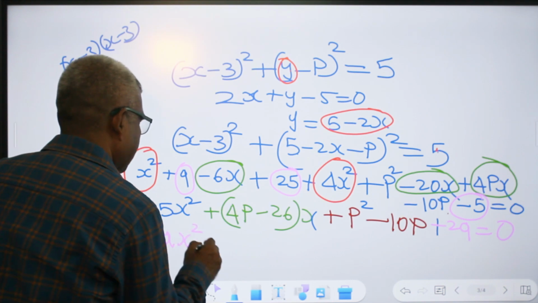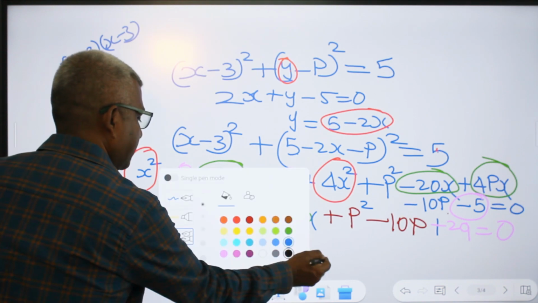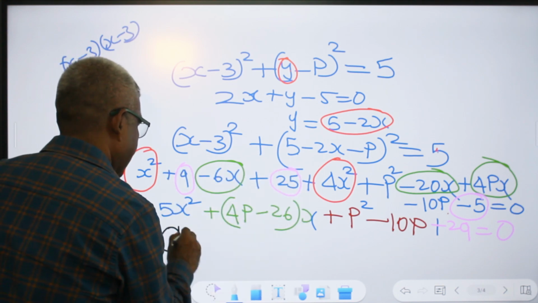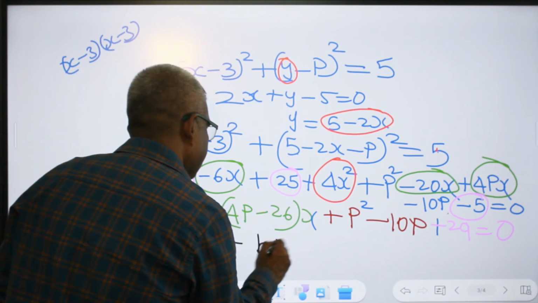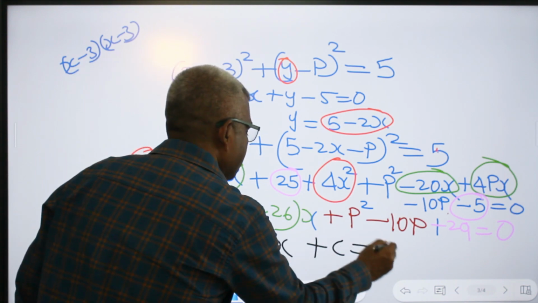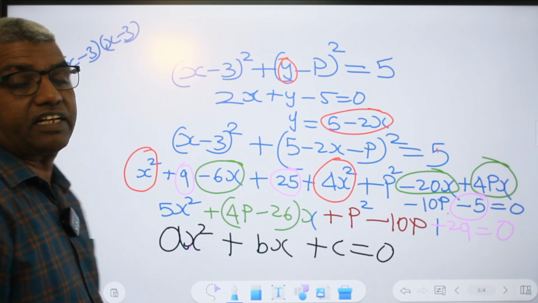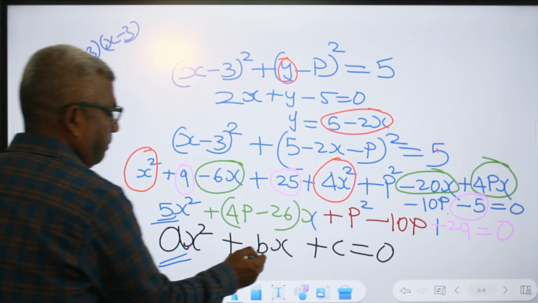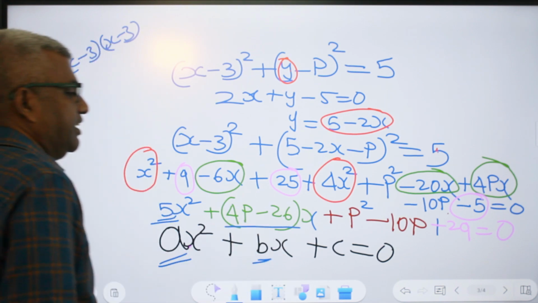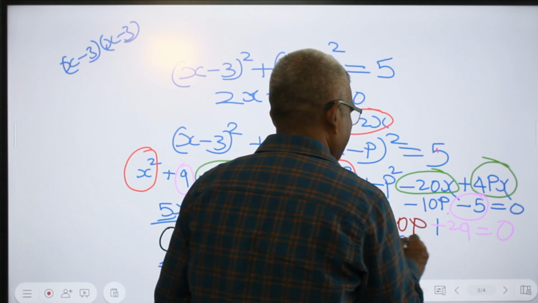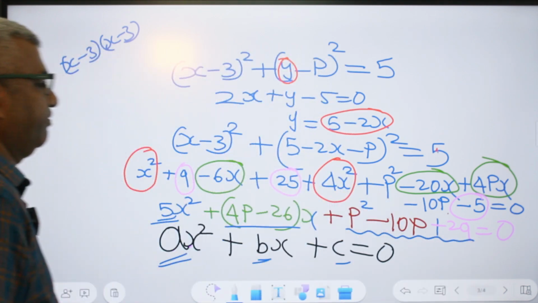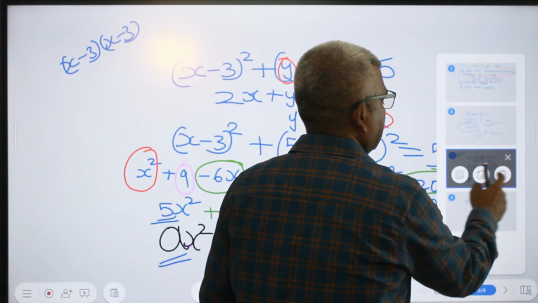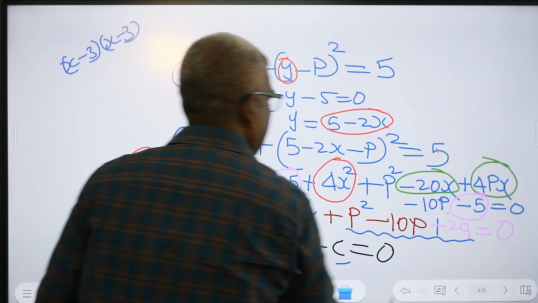This is nothing but ax squared plus bx plus c is equal to 0. Compare this one. What is the condition? b squared minus 4ac is equal to 0. a is 5, b is 4p minus 26, c is p squared minus 10p plus 29, is equal to 0. Copy down until now.